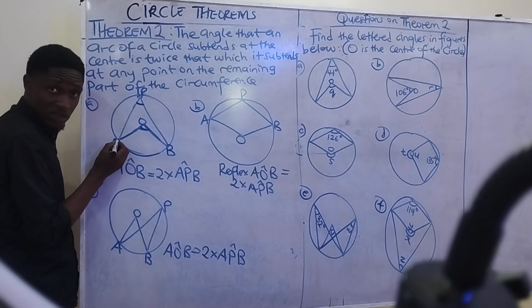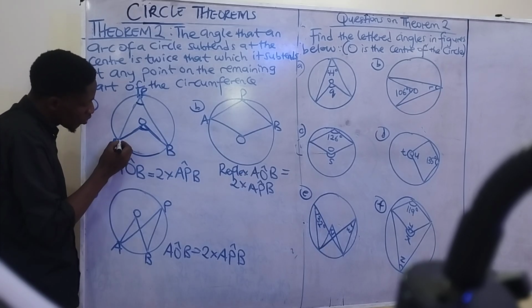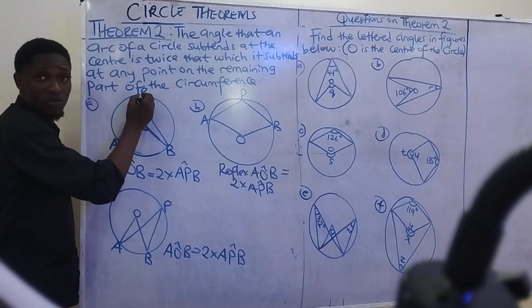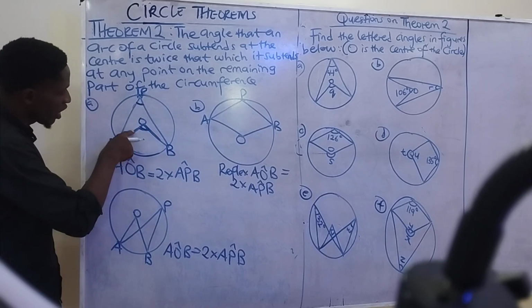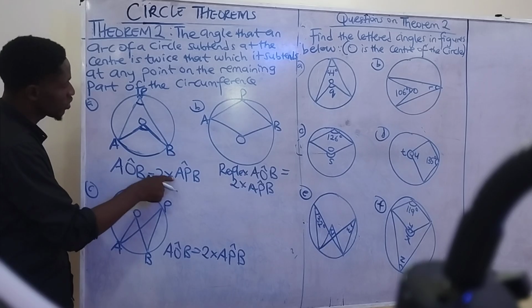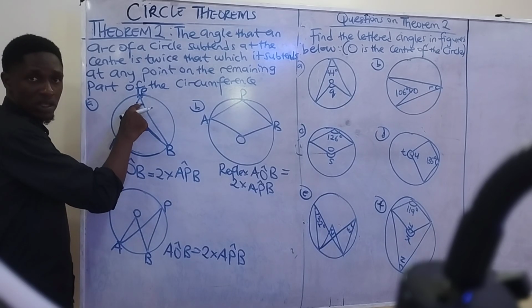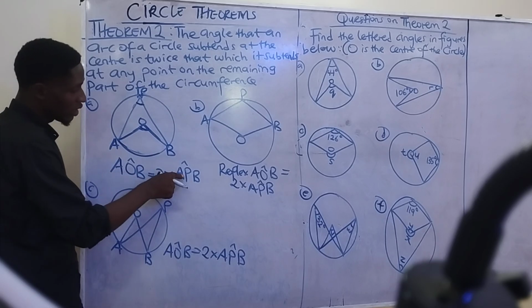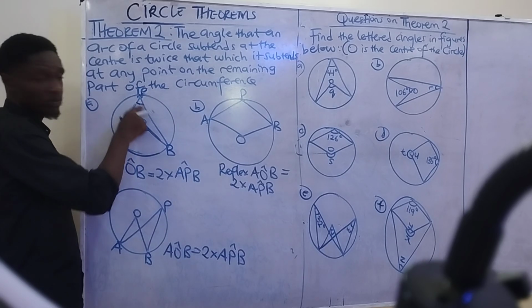And look at this. This is the arc AB. So an angle was formed at the center and also formed at the circumference. You can see I have angle AOB is equal to 2 times angle APB. So the angle is formed at the center O, and the angle is formed at the circumference P.